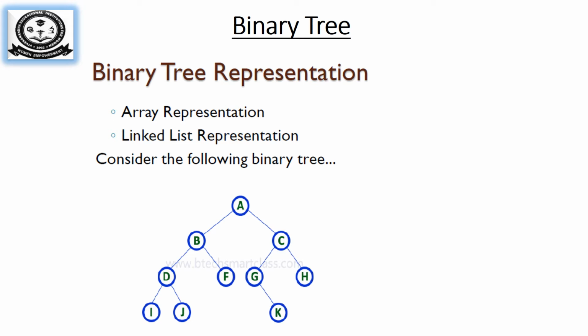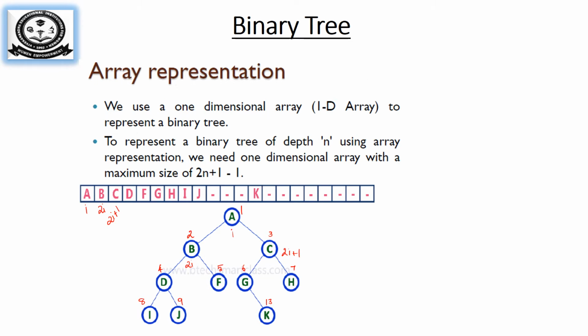So now we will see what are the representations we have for binary tree. We have two types of representation: sequential representation or array representation, and the second one is linked list representation. We will consider this binary tree for our representation. The first one is sequential representation. The entire tree will be represented using an array.